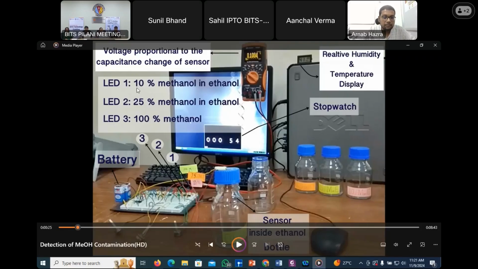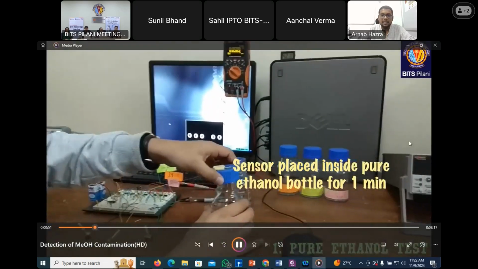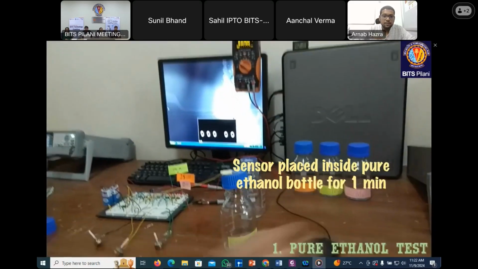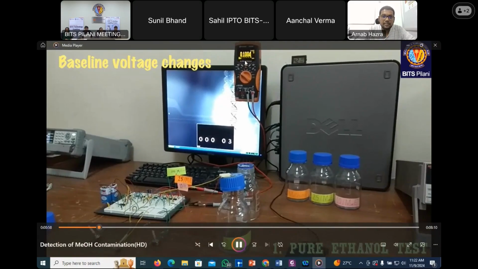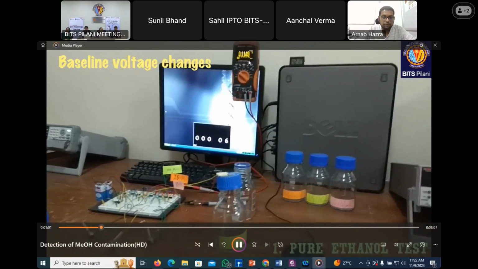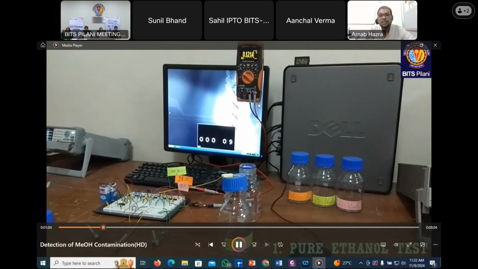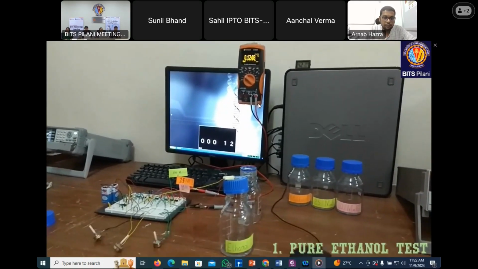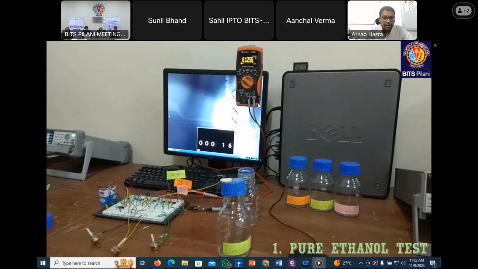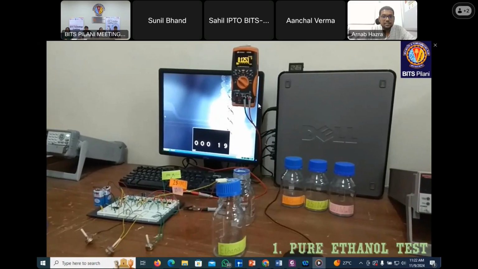LED 1 will glow at 10% contamination, LED 2 will glow at 25% contamination, and LED 3 will glow at 100% contamination. Every measurement will be performed within 1 minute. So now we can start the measurement, and you can see the sensor is placed in an ethanol bottle where no methanol is there. Now you can see the baseline of this sensor is rapidly changing. For this measurement criteria, we have to wait for 1 minute. We will see the LEDs are not glowing at all, because the baseline change is not sufficient.